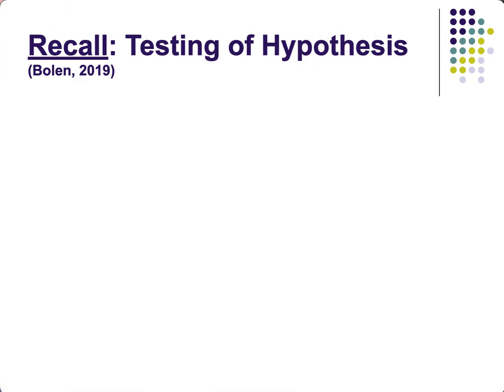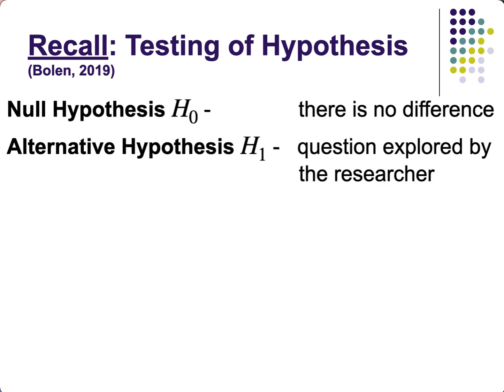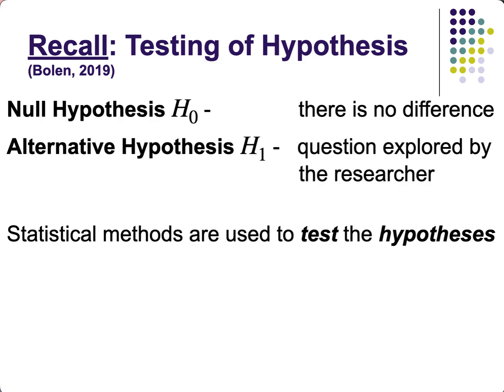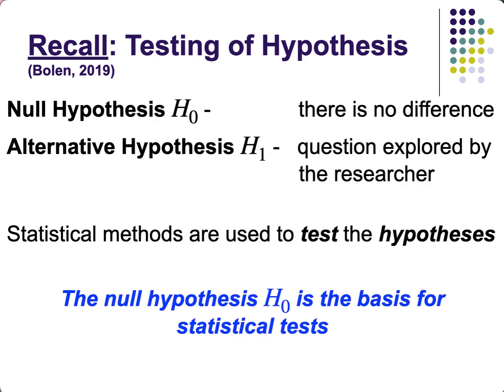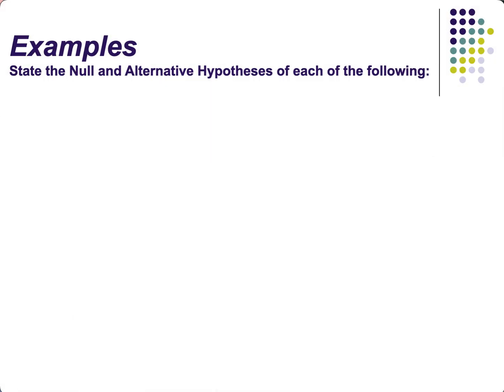I'm gonna go ahead and we're gonna test the hypothesis. Remember again and again, the null hypothesis is no difference. The alternative is the one being explored by the researcher. So statistical methods are used to test the hypothesis. Okay, and remember that the null hypothesis is the basis for statistical tests. Let us cite three examples in this case before we end the video. Three to four, shall we say.